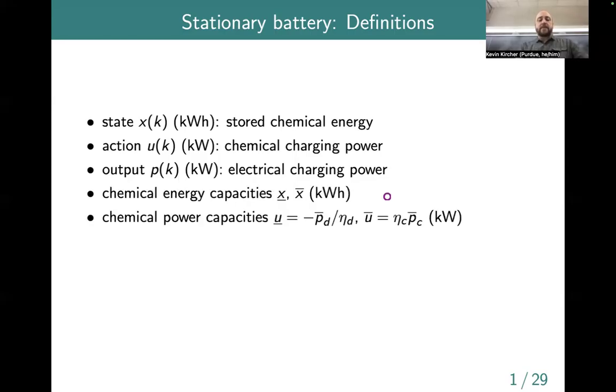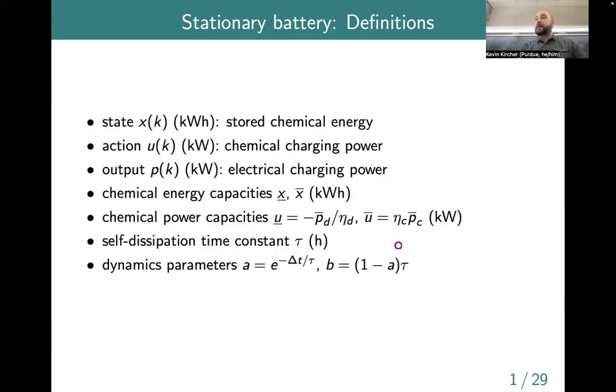We also have some parameters. So we have the energy capacities. Always we will have an upper energy limit, and sometimes we might have a non-zero lower limit on the stored energy. So for example, for a backup battery in a house, you might be able to play with, say, the upper 60% of its capacity, but the homeowner might say, never let my battery drop below 40%, so that I always have some buffer to run critical loads on a power outage, something like that. And then we have chemical power capacities related to the electrical power capacities here. So this determines how quickly we can discharge and charge.